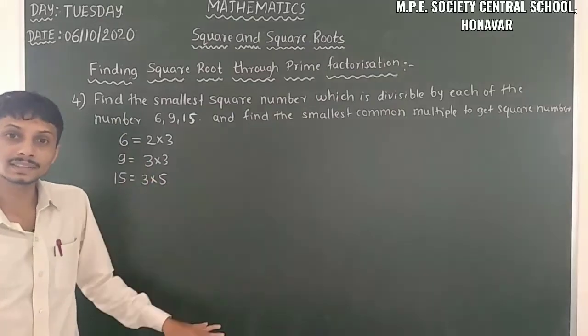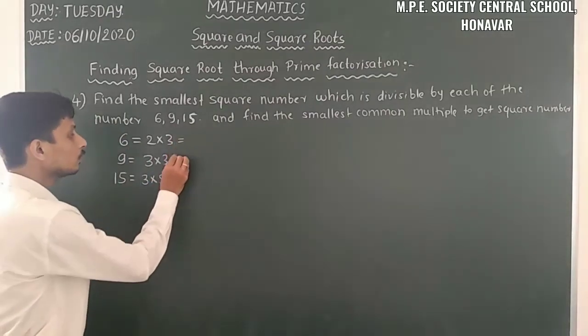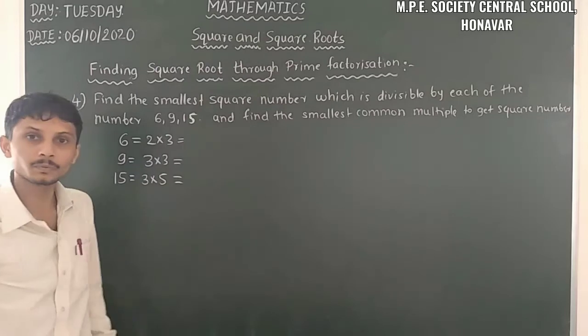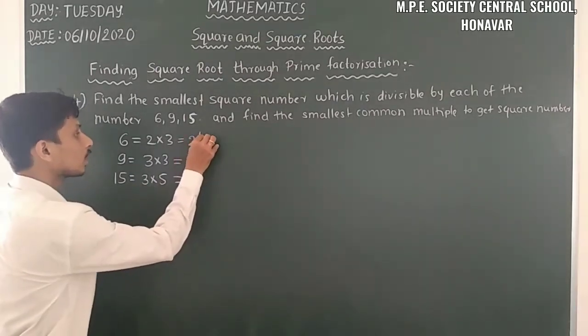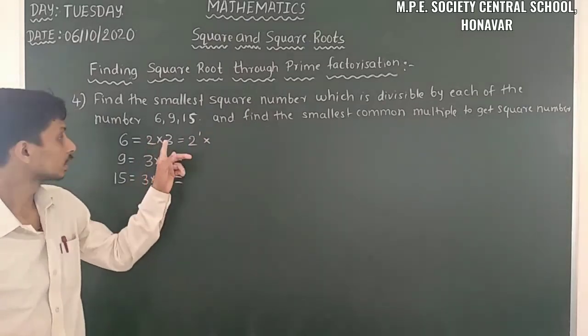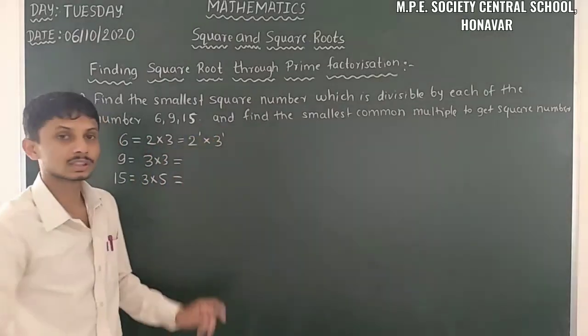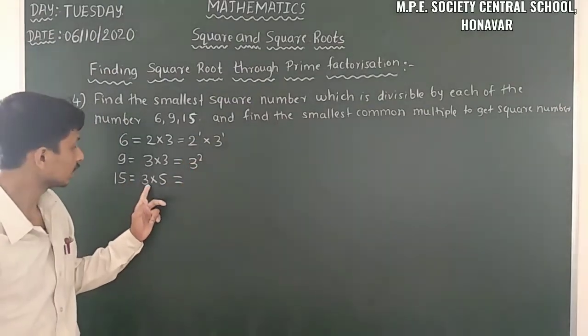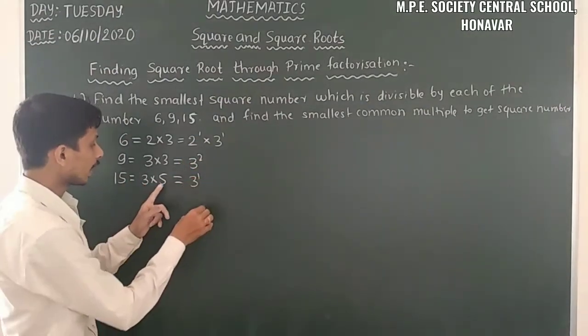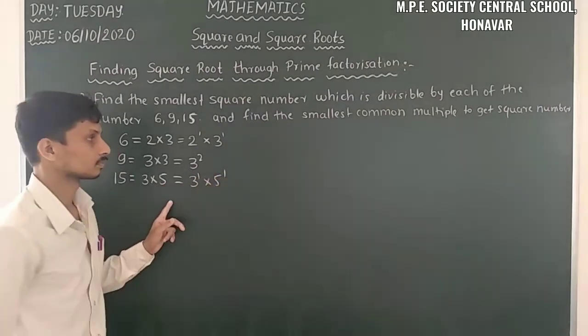So I will take this in exponent form. When you take this in exponent form, it is easy to calculate the LCM. So here it is 2 into 1, so only one 2 is there. Here only one 3 is there. Here two 3s are there, 3 square. Then here only one 3 and only one 5.